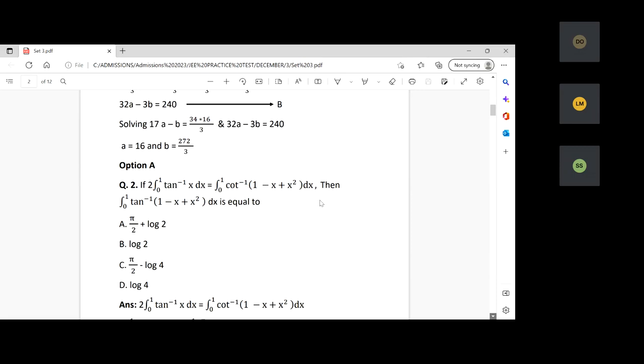So think how we are going to solve this. What is given in the question is 2 into the integral from 0 to 1 of tan inverse x. I want to find the integral from 0 to 1 of tan inverse of (1 minus x plus x square) dx. Just think how we are going to solve it.